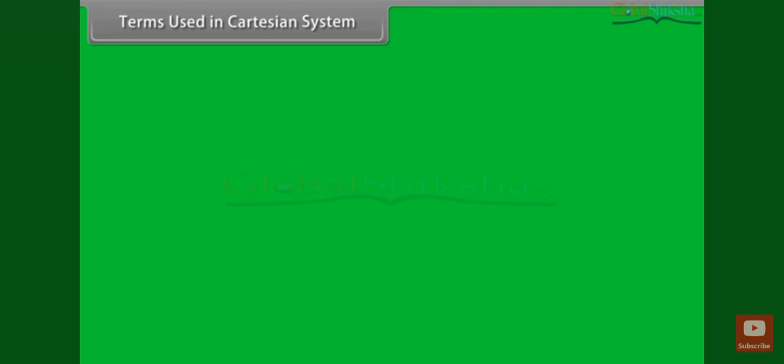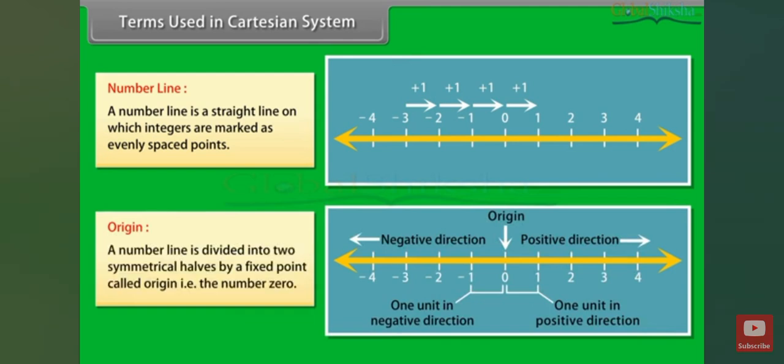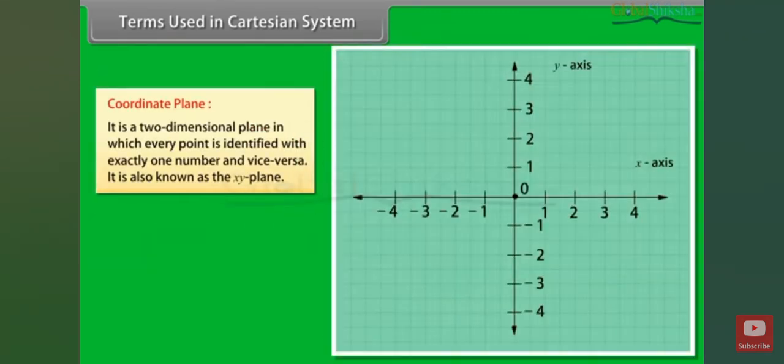Terms used in the Cartesian system. Before going further, let's look at some definitions. A number line is a straight line on which integers are marked as evenly spaced points. Origin. A number line is divided into two symmetrical halves by a fixed point called the origin, that is, the number 0. Coordinate plane. It is a two-dimensional plane in which every point is identified with exactly one number pair and vice versa. It is also known as the xy plane.